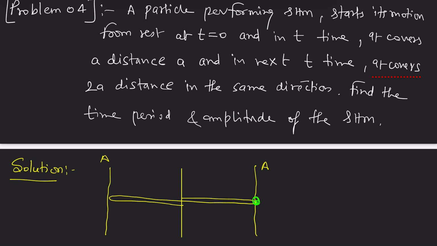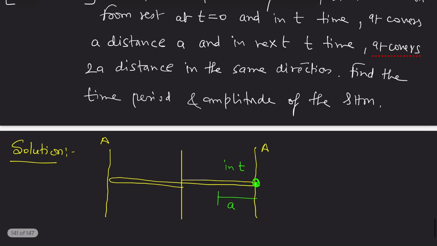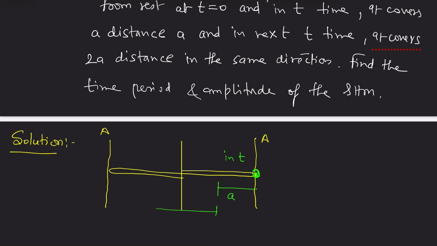Now it says that it covers a distance a in the first t time. And in the next t seconds it covers two-way distance. It might cross the mean position, or it may be on the other side, like this side only. In the next t time there are two possibilities, guys. If you see, it might go this two-way distance or it might go this side.